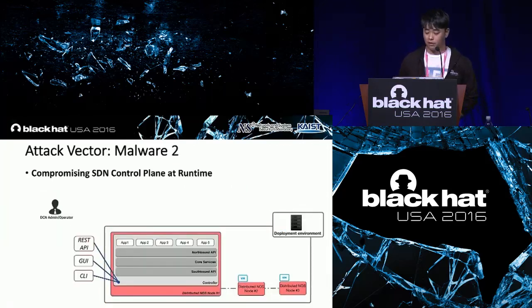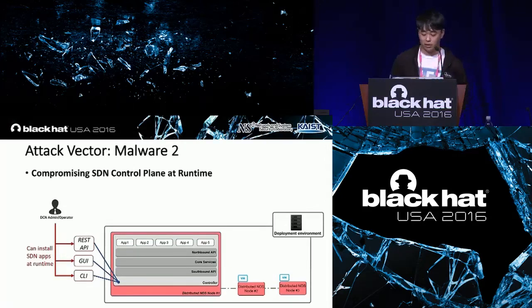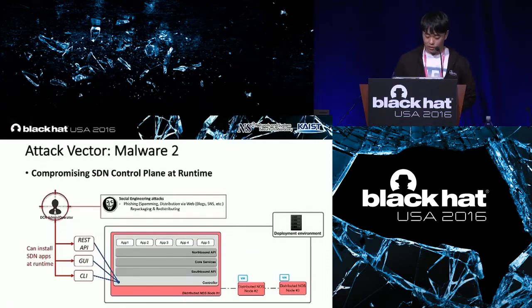Another attack vector is malicious SDN applications. ONOS and Open Daylight both support hot deployment of SDN applications, so the network administrators and operators can easily install SDN applications using CLI, GUI, or REST API. To make them download and install malicious SDN applications, social engineering attacks can be used. And once this malicious application is installed, the application can manipulate the behavior of the control plane and the entire network.